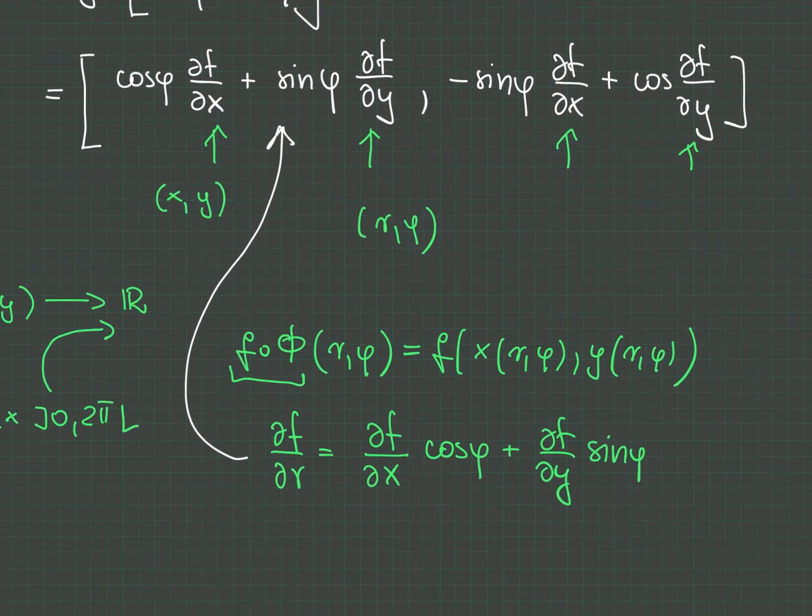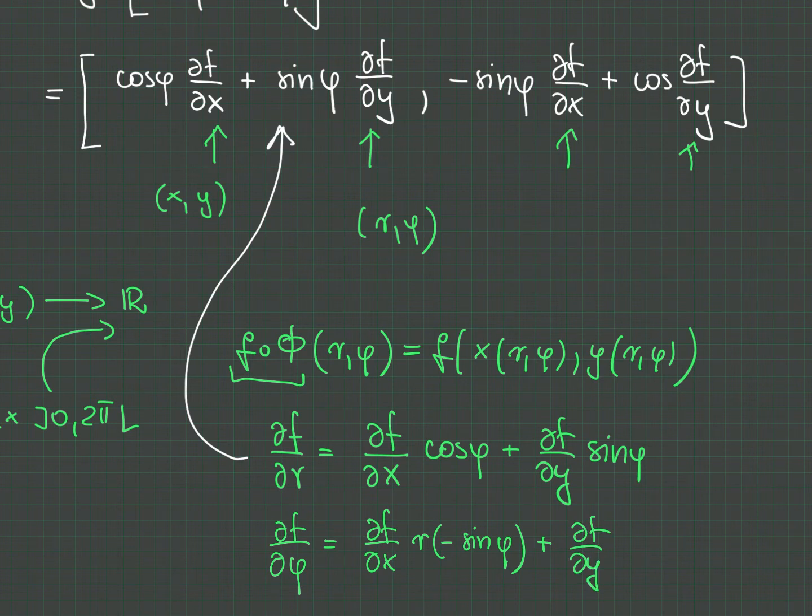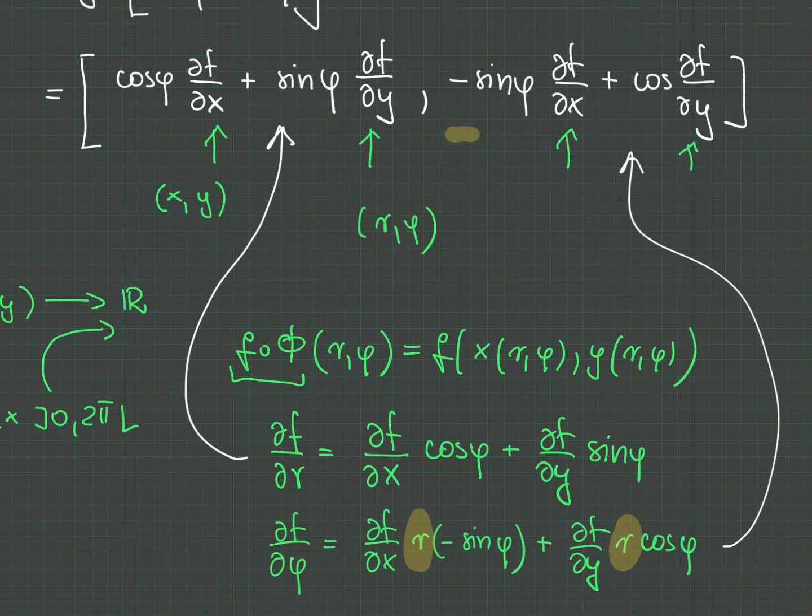Then the second coordinate phi, df over dphi, and again df over dx, and then we differentiate x with respect to phi, so we get r times minus sine phi, plus df over dy and dy over dphi, which is r cosine phi. Do we have the same here? No, we don't. There is a difference, a slight one, but still important. The difference is here. Here we have r, here we have r, and here we don't have this r.